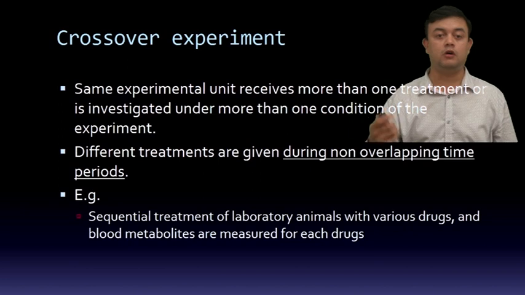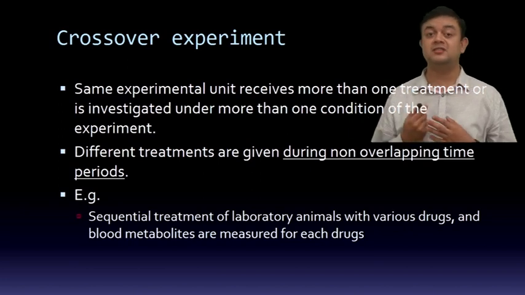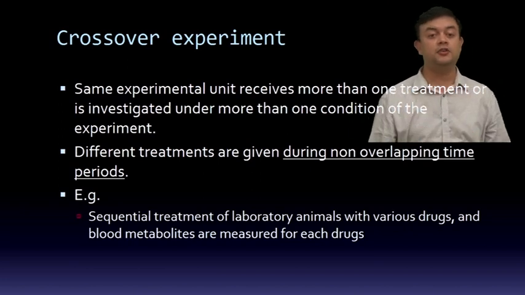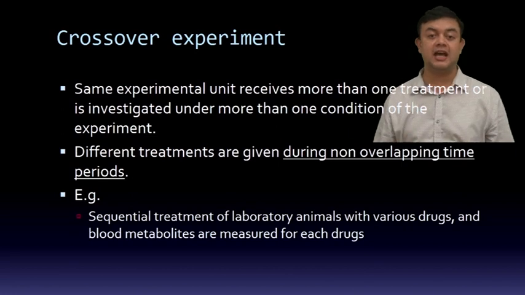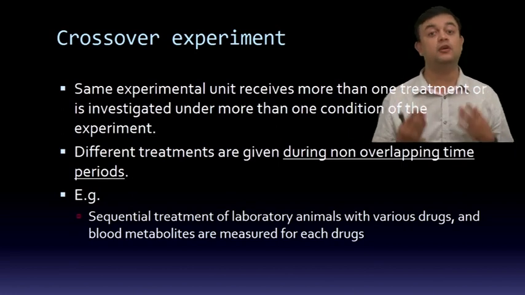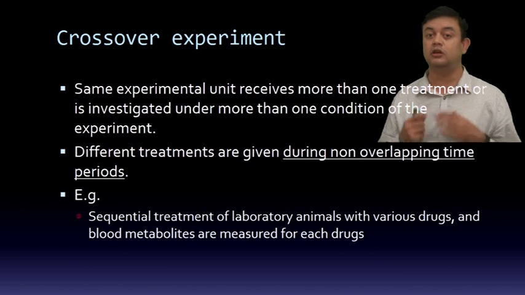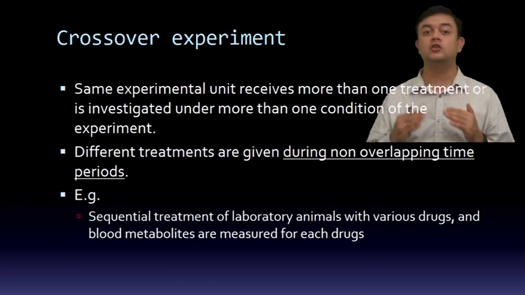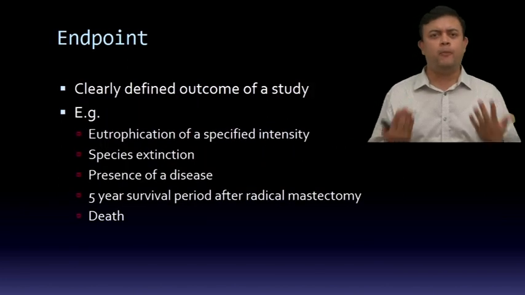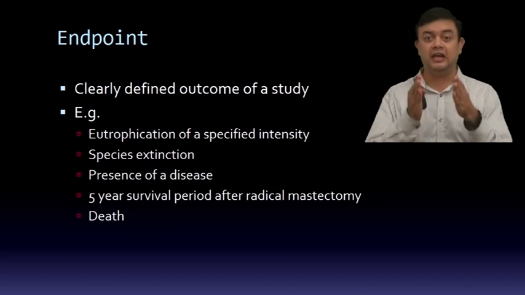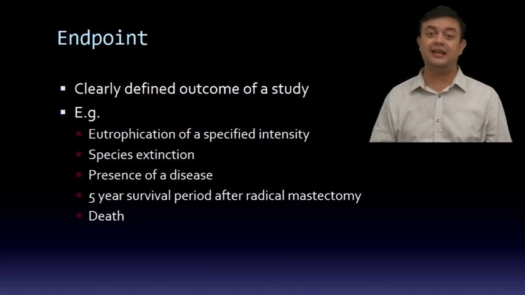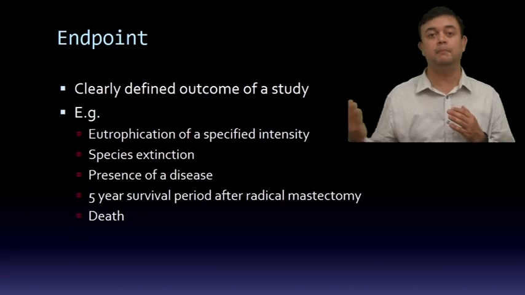That is what the crossover experiment is. For example, sequential treatment of the laboratory animals with various drugs, and blood metabolites are being measured for each of these drugs. So that is what you call the cross-sectional, but here it is called crossover. Now what is called endpoint? Endpoint is nothing but clearly defined outcome of a study. So that is what you are being followed, right?